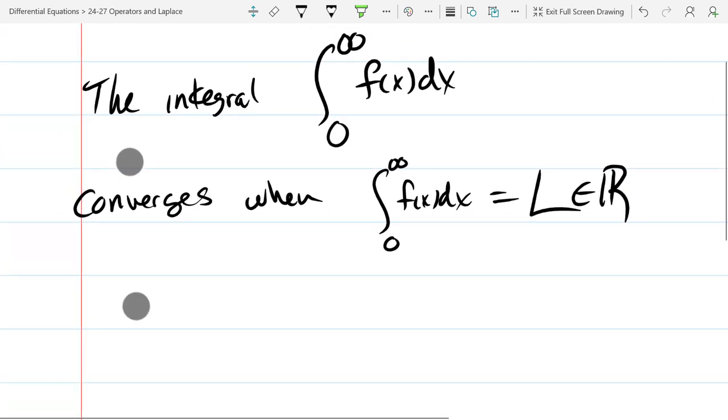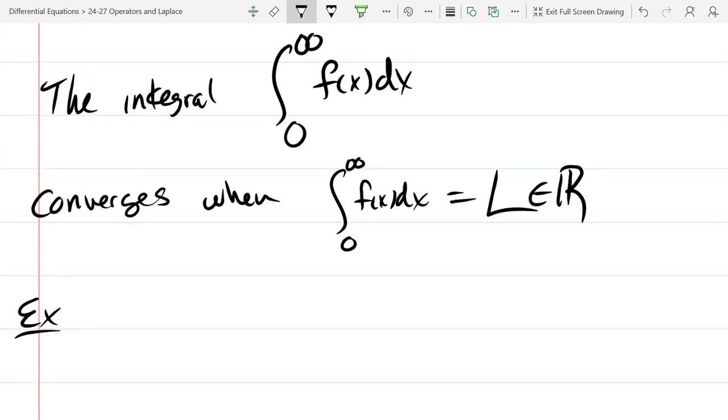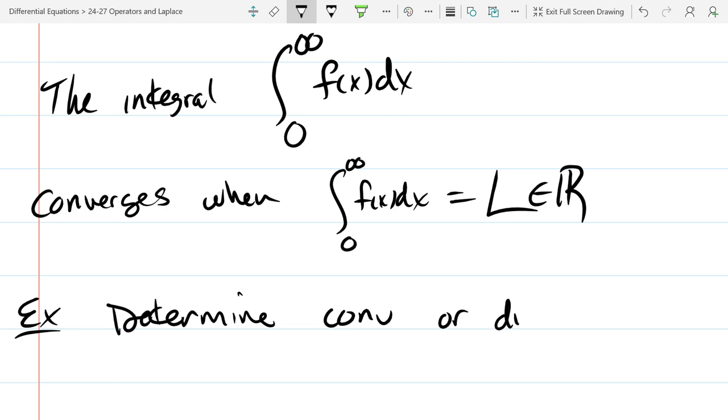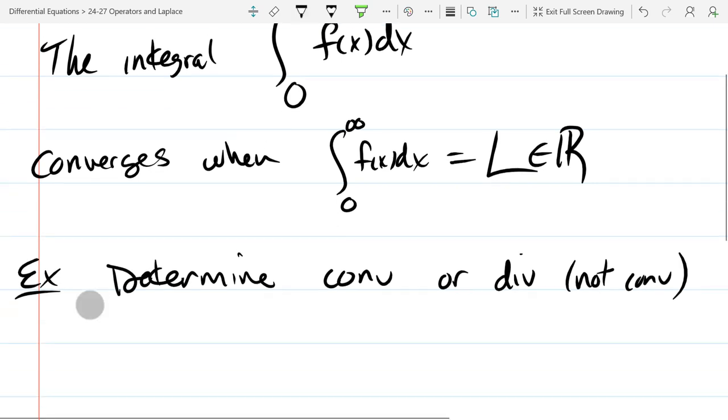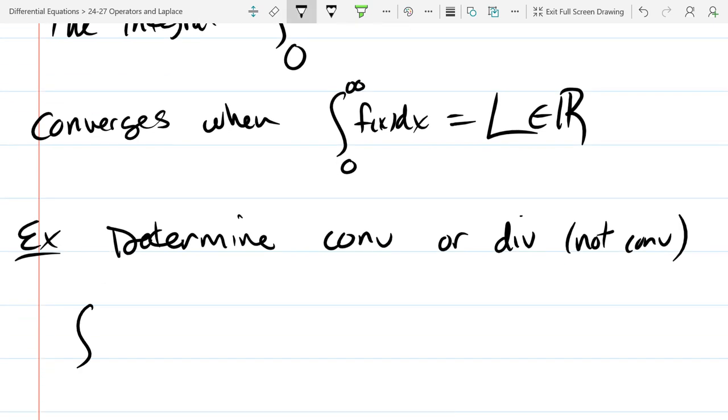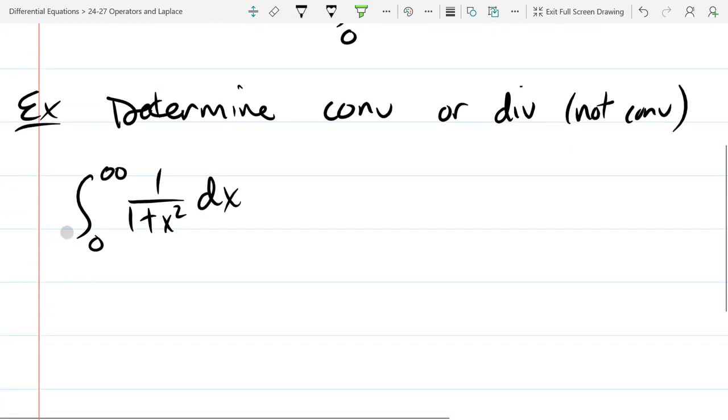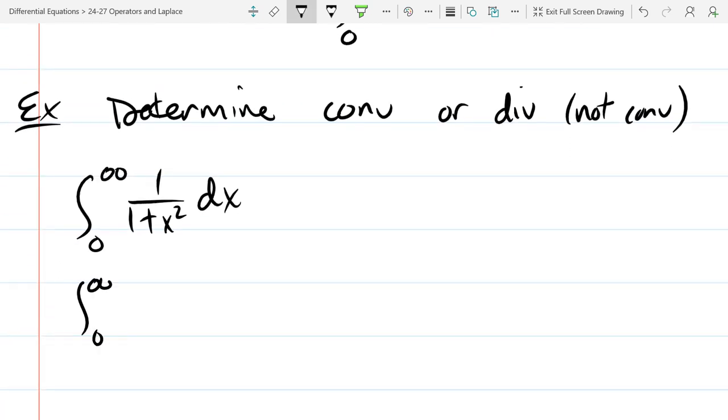So let's do a quick example for determining convergence or divergence. So divergence is not convergence. And we'll start out with the integral from 0 to infinity of 1 over 1 plus x squared dx. And next one, really similar, except don't square the x: 1 over 1 plus x.